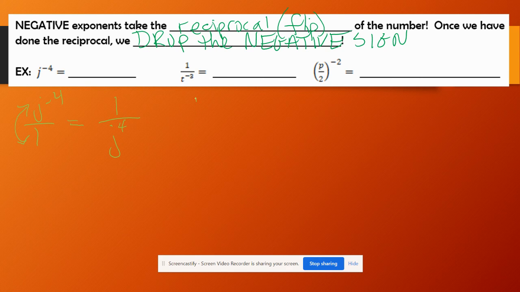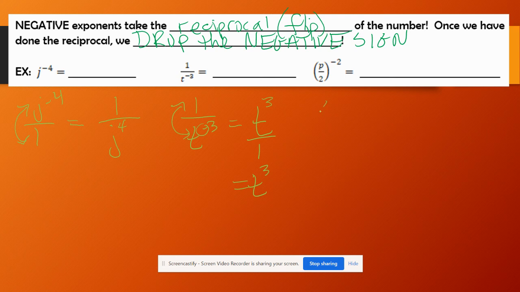The second one, we have 1 over t to the negative third. Remember, again, this negative takes that t and does the reciprocal or flips it opposite from where it's at. So now it's going to hop to the numerator and be t over 1. The negative did its job, so we drop it, and now we just have positive 3. Remember, we don't have to leave that 1 there, so we can leave that as just t to the third.